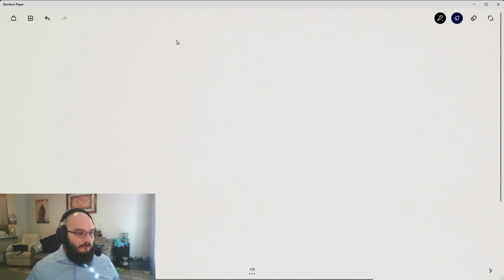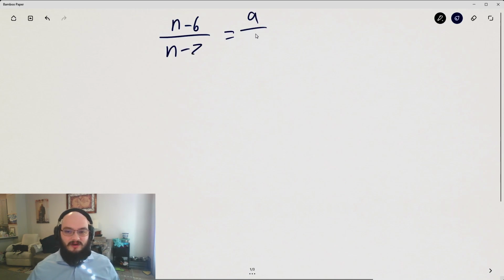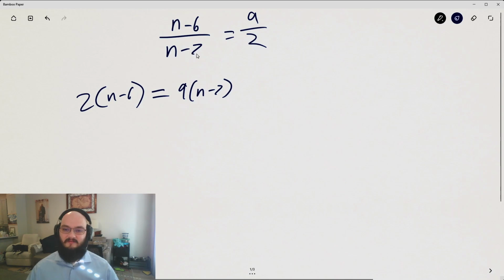In our final problem we'll address today, we have n minus 6 over n minus 7 is equal to 9 over 2. And yeah, there's not a clear thing to multiply by to make equivalent fractions, so let's use our cross multiplication. 2 times n minus 6, going across, is equal to 9 times n minus 7, going across here. Let's go ahead and distribute. 2n minus 12 is equal to 9n minus 63.